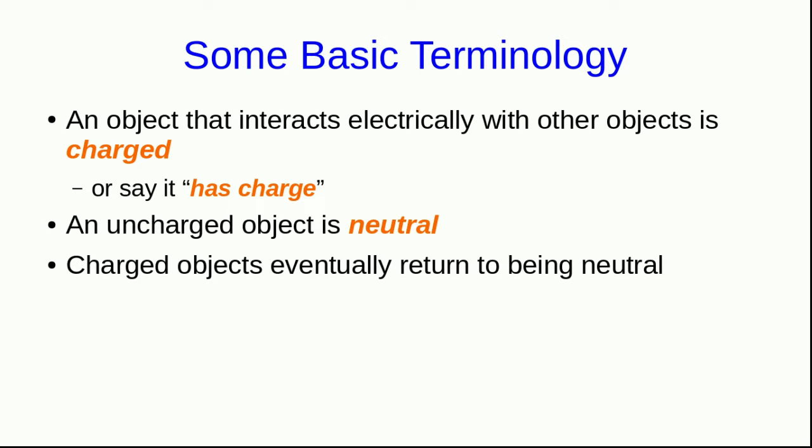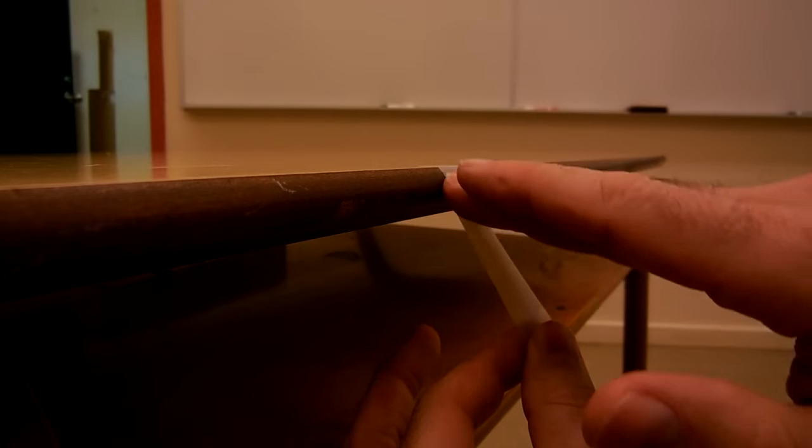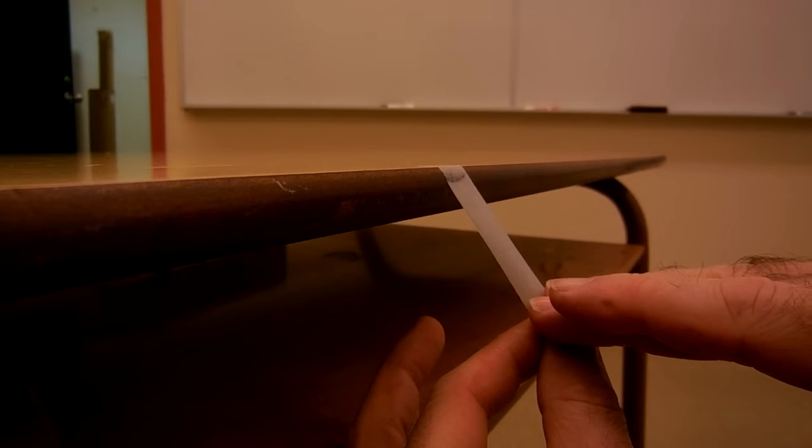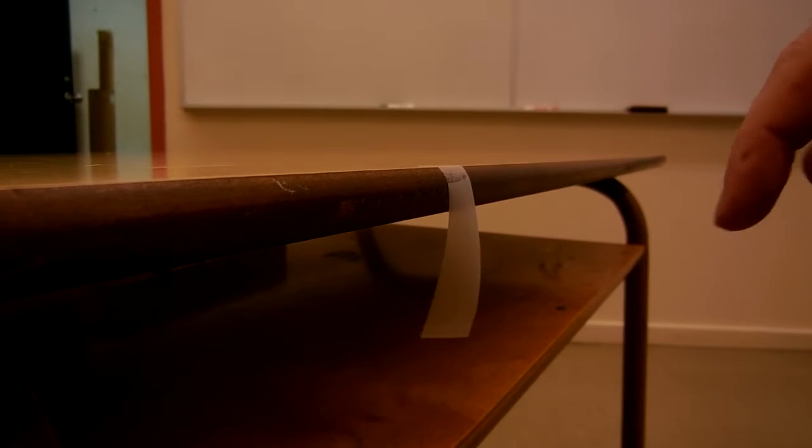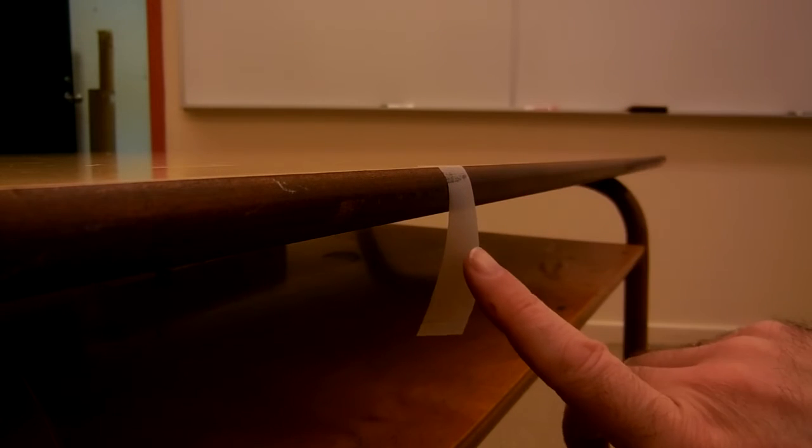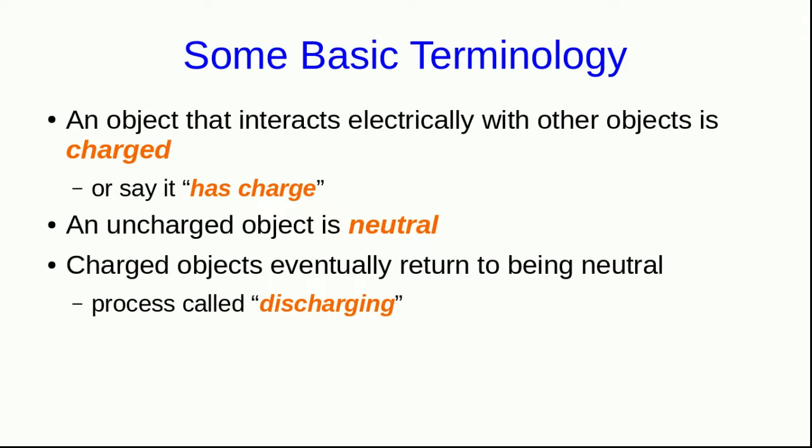So, for example, if you take your charged piece of tape and stick it to the edge of a desk, and leave it for a while, it'll eventually lose its charge. Or you can speed up the process by touching it all over its surface, and then you'll find that it's no longer attracted to your hand. The process by which a charged object returns to being neutral is called discharging.